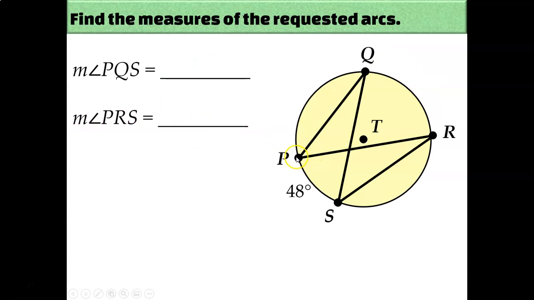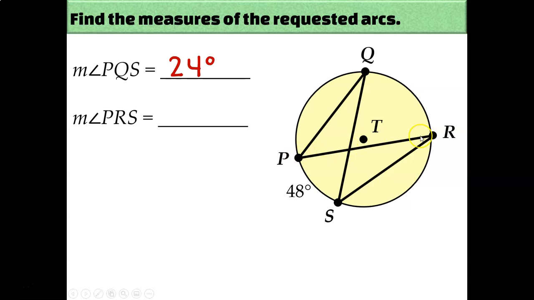What's the measure of angle PQS? Well, PQS is an inscribed angle because its vertex is on the circle, and I know that inscribed angles are equal to half of the arc that it intercepts. PS is the arc that PQS intercepts, so PQS must be 24.